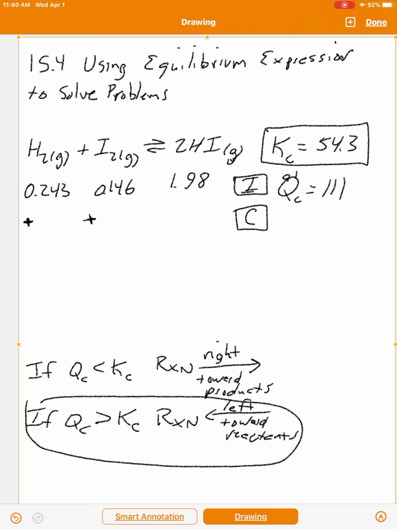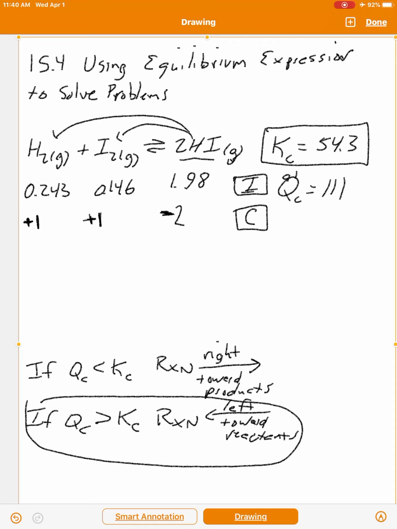They're going to get bigger at the expense of HI. HI is going to break up into I2 and H2, so it's going to be minus. It's going to get smaller. The change is decreasing for HI. Then what I'm going to do is just drop the coefficients down. The coefficient for H2 is a 1. The coefficient for I2 is a 1. And the coefficient for HI is a 2.